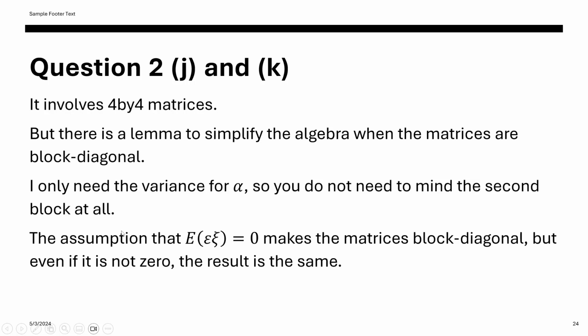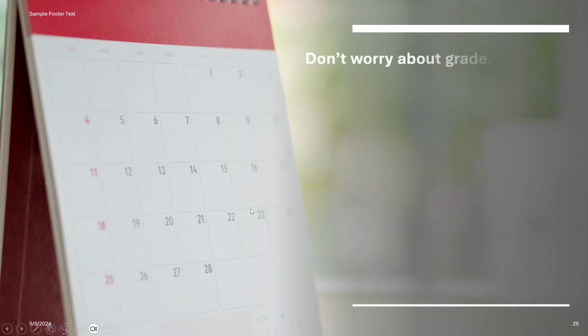Also, in the question, I made this assumption: epsilon and psi are uncorrelated. The random shocks to supply and demand are uncorrelated. But this is not necessary for our result. It is to make the matrices block diagonal. If you remove this assumption, all the results should still be the same, but the algebra would just be more difficult. So utilize this. Okay, so this is all I prepared.